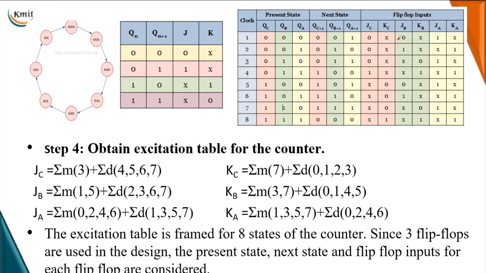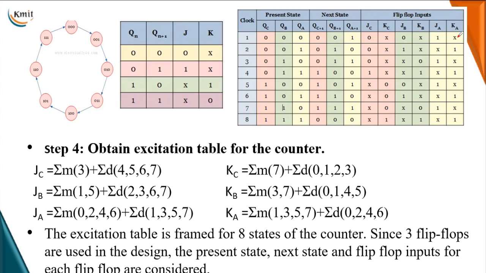JB is equal to 1, 5 are the minterms, and sigma d of 2, 3, 6, 7 are the don't cares. KB is equal to 2 minterms: 3 as well as 7, and the don't cares on KB are 0, 1 as well as 4 and 5.